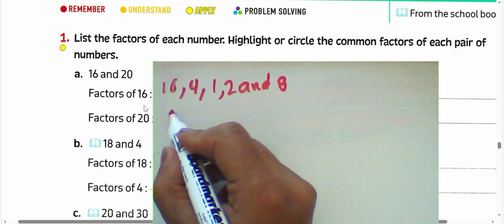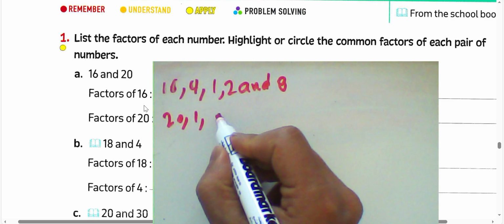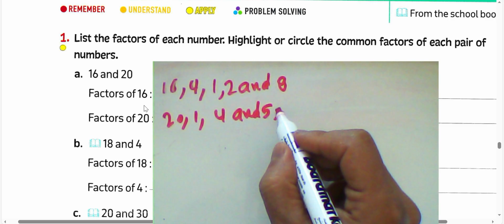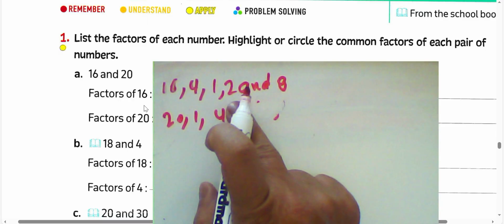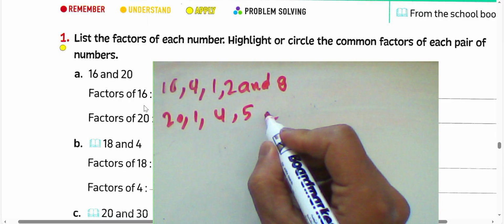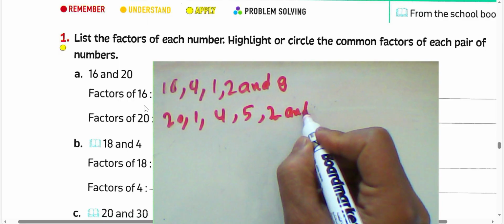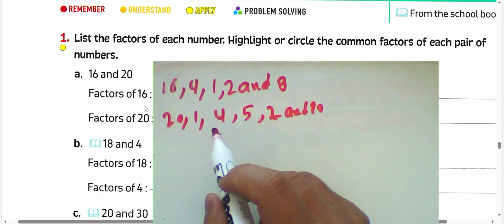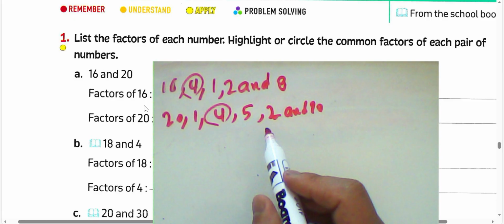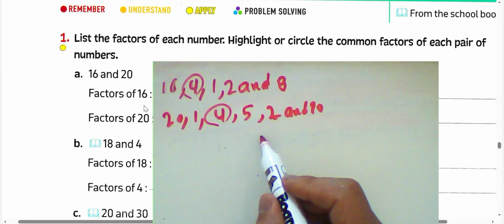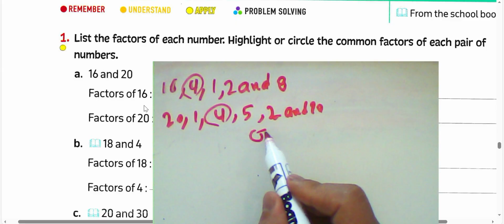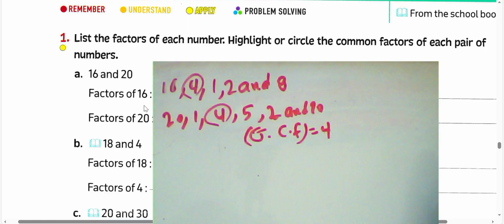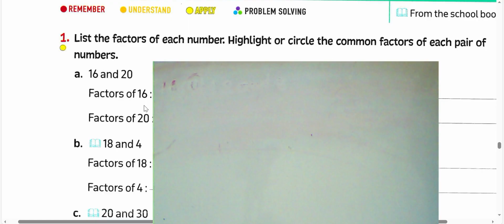And factors of 20, right? 20, 1, 4 and 5, and also 10, 4 and 5, 2 and also 10. Then the greatest common factor between them is 4. The greatest common factor between them is 4. Greatest common factor equals 4 between the two numbers.